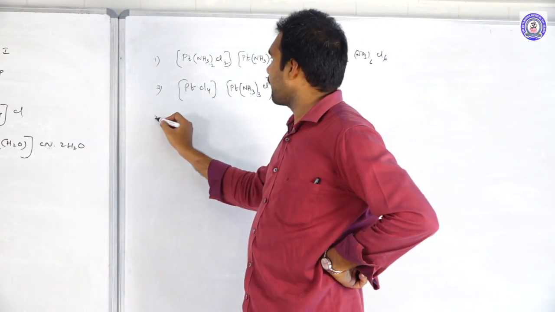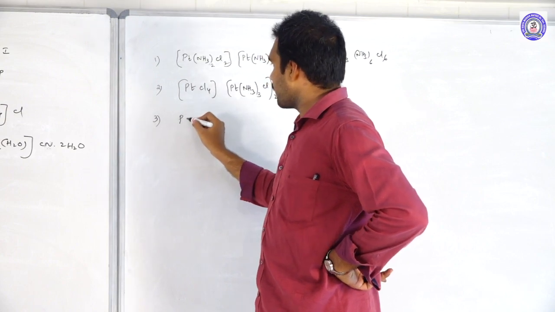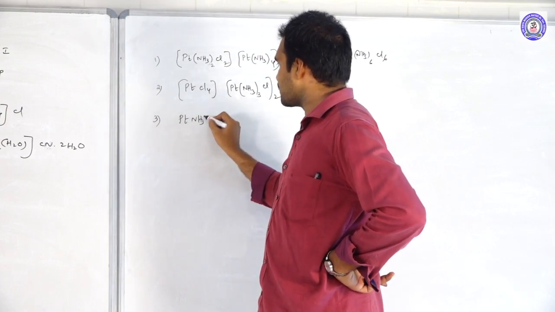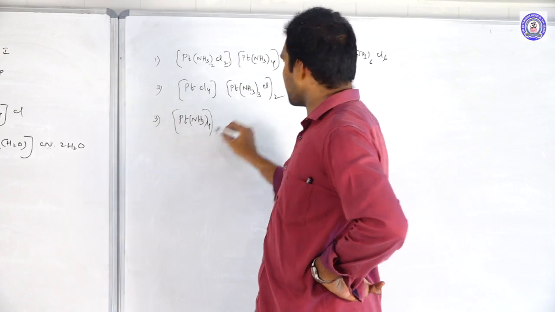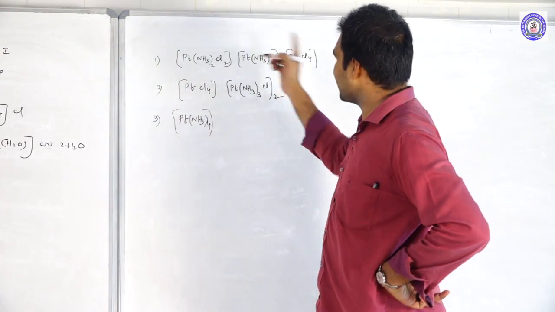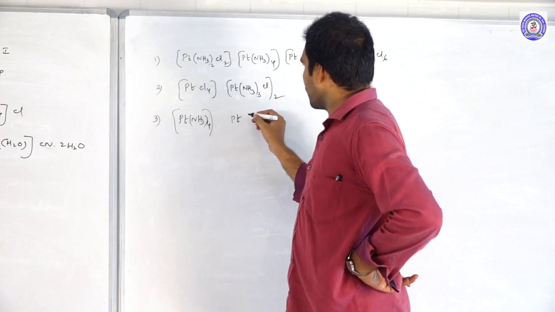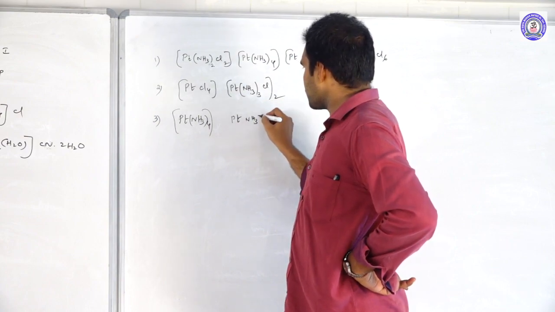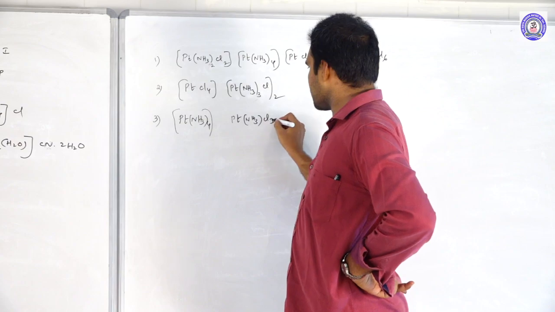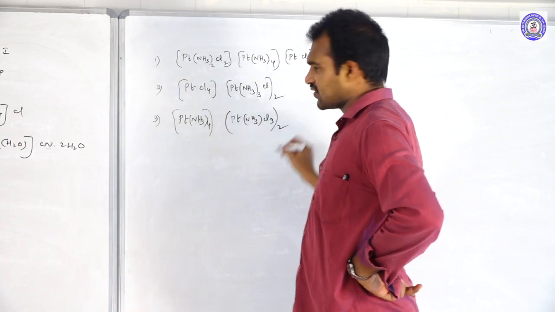Next, platinum NH3 4. Now ammonia I am keeping the same. Now I am adding this to this one. Then what will we get? Pt NH3 Cl3 twice.